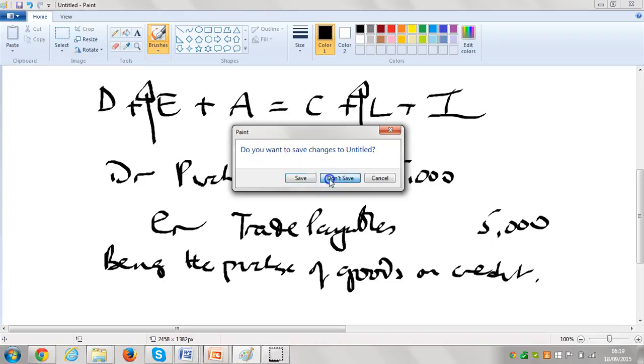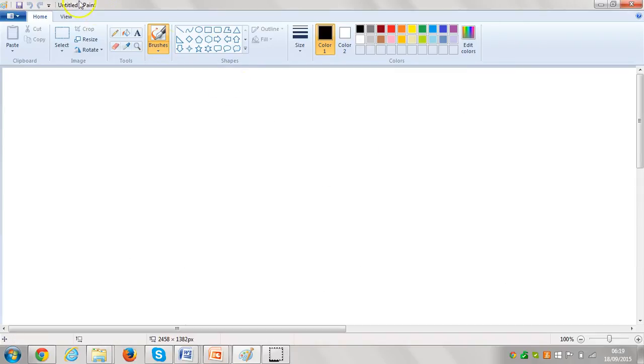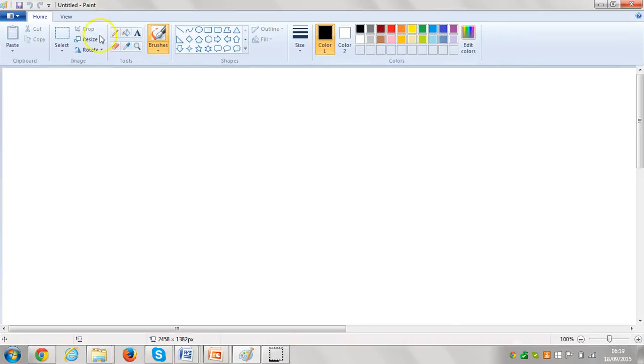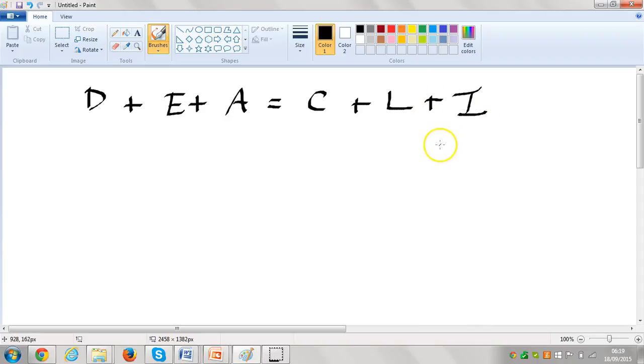This is where we start recognizing I. So let's start again. D plus E plus A is equal to C plus L plus I. Let's sell the goods for £10,000. If we sell the goods, and let's just say we receive the money, the money comes into the bank. So we have 10,000 here, coming in here. This is going from 0 to 10,000, but you also have 10,000 coming into the bank.